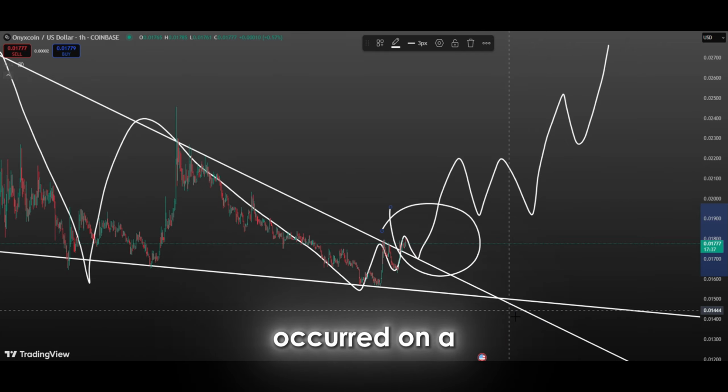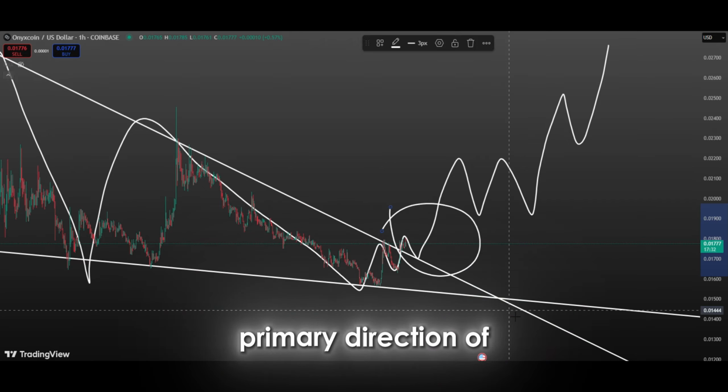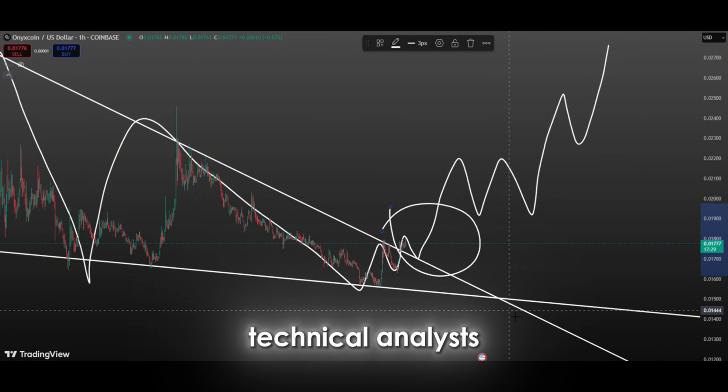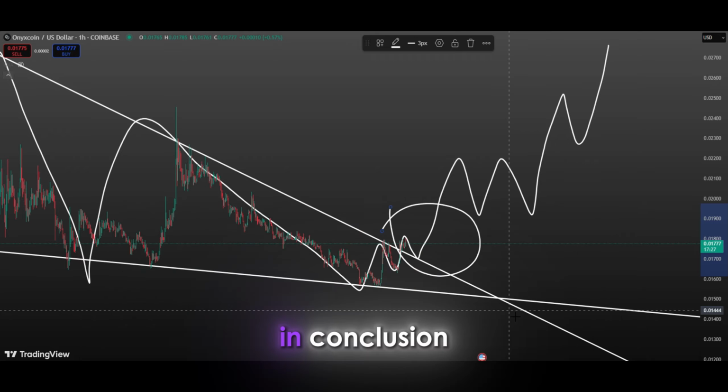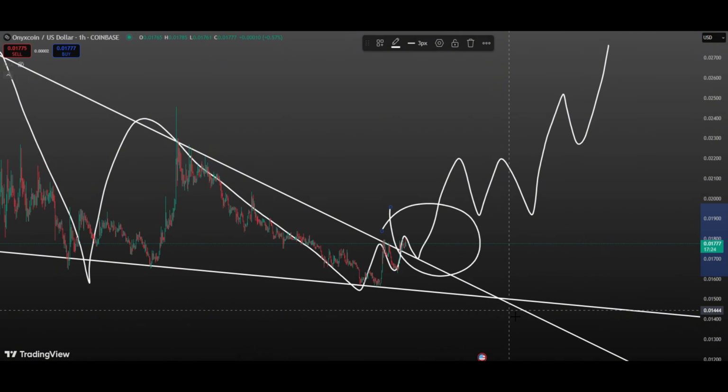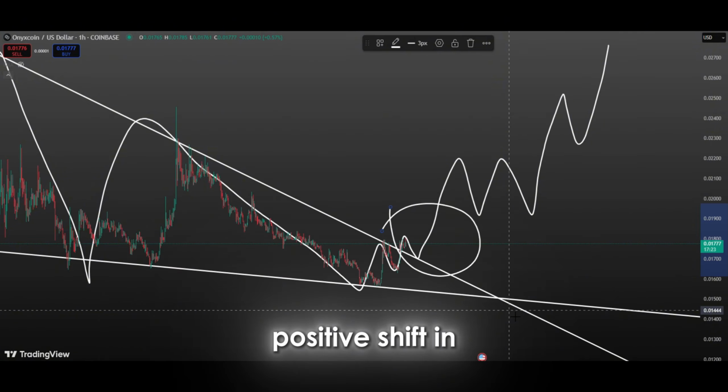If the breakout occurred on a larger time frame, it could be the beginning of a much longer-term uptrend. Larger patterns on broader timescales often determine the primary direction of the price and usually indicate trend reversals. That's why both technical analysts and professional investors closely watch these types of structures. In conclusion, the upward breakout of the falling wedge formation indicates a technically positive shift in the market and suggests that the downtrend is beginning to end.